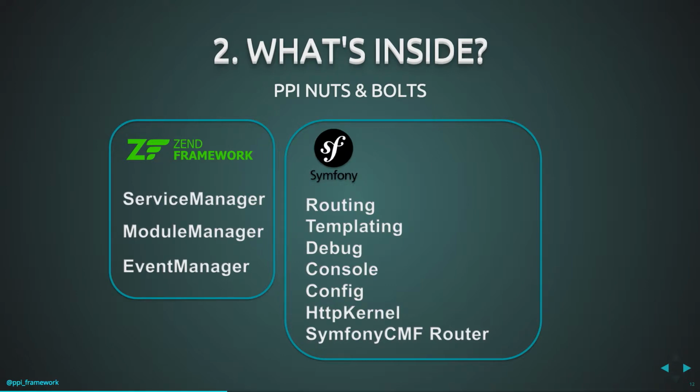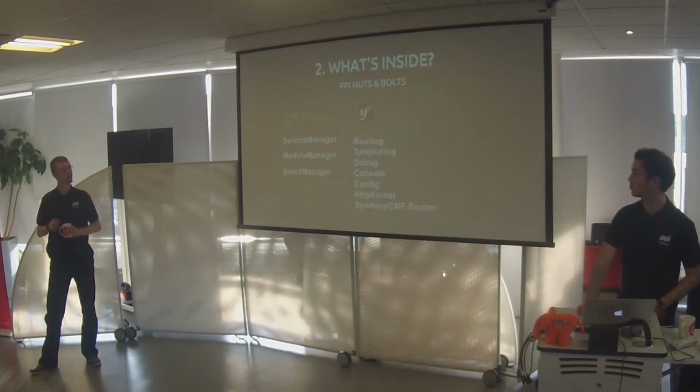So what we use to build PPI, the core components use the Zend framework's service manager, model manager, and event manager. And from Symfony, we borrow the routing, the templating for providing the views, also debug for the messages, the console and configuration, and also HTTP to match our requests, and also the Symfony CMF router, which provides us with a chain router. So these are the core components right now of PPI, and it's built on the shoulders of giants.